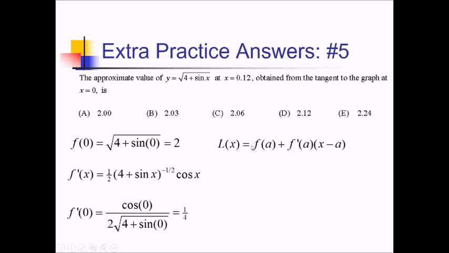Plugging all that in now to our L of x, that's going to be 2 plus 1/4 times x minus 0. And we wanted to approximate f of 0.12, there we go. So that's going to be 2 plus 1/4 times 0.12 minus 0. And they do want us to go all the way on this one if you look at the answer choices. So a quarter of 0.12, that's going to be 0.03. 2 plus 0.03 is just 2.03. So that's our answer, choice B.